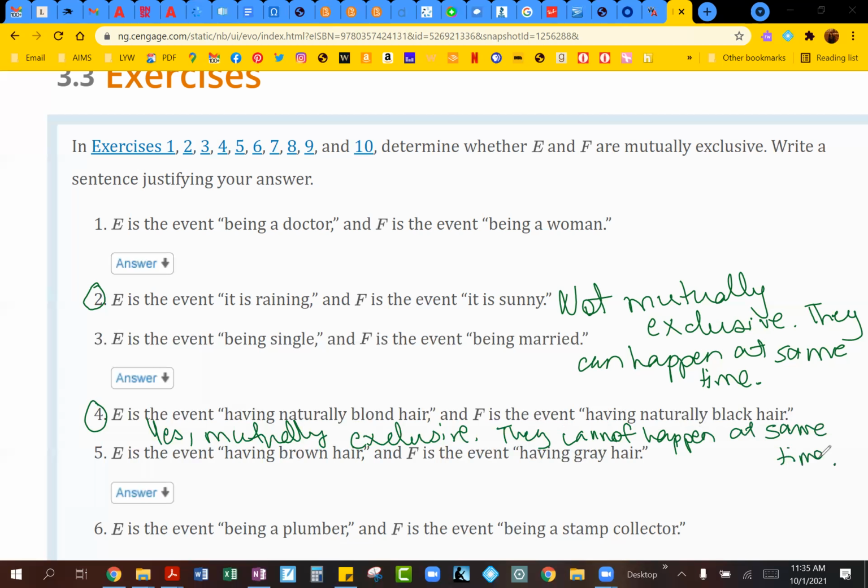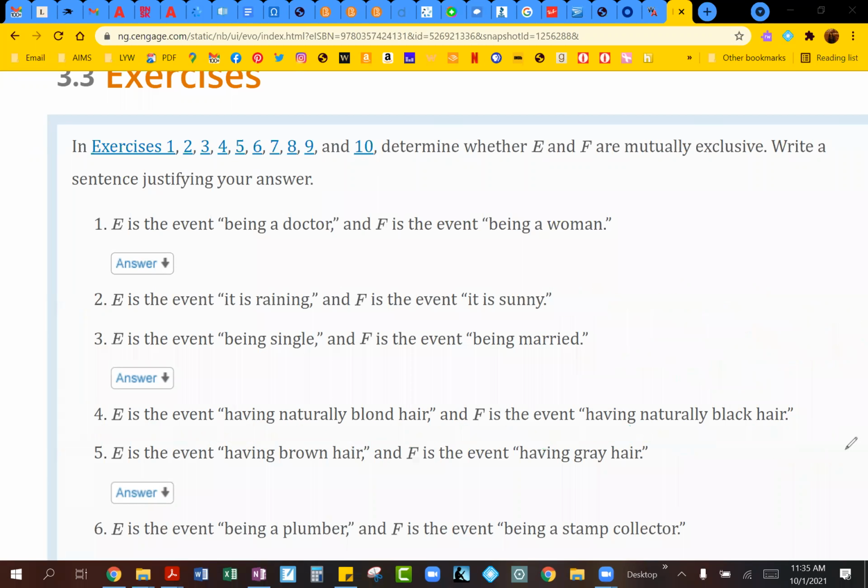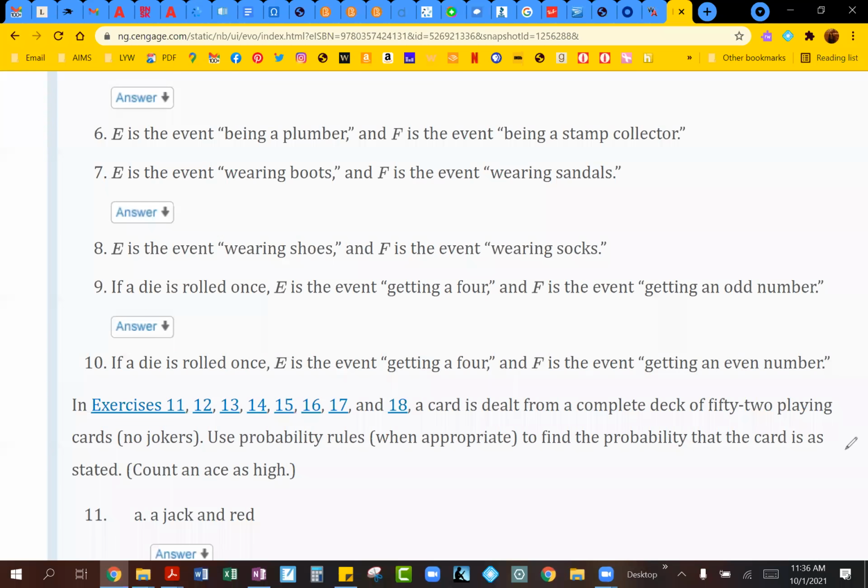So you will definitely see some examples like this in your homework, just to get us comfortable with the idea of what events are mutually exclusive or not. All right, now let's look at how about number 16 down here?